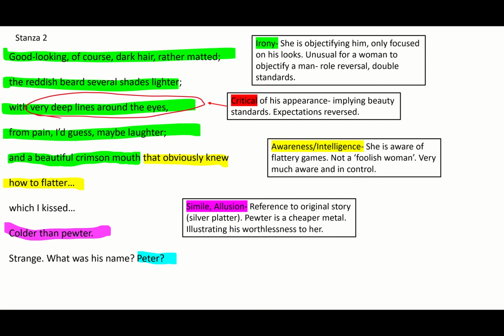Like, she could have said colder than ice, or colder than metal, or even colder than silver, but she's chosen to say pewter, which is kind of illustrating the worthlessness a bit to her. So she really doesn't care about this guy, whoever he is. This is strange. What was his name?